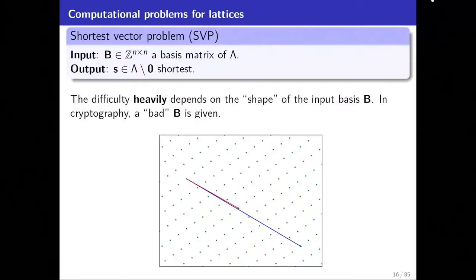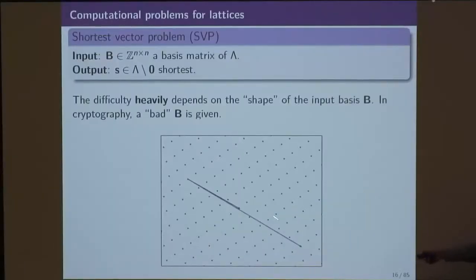So let's compare this with the other picture. If the inputs are this red and blue lattice points, then this problem visually seems to be much more difficult compared to the first problem. That's what it means: the difficulty heavily depends on the shape of the input basis.